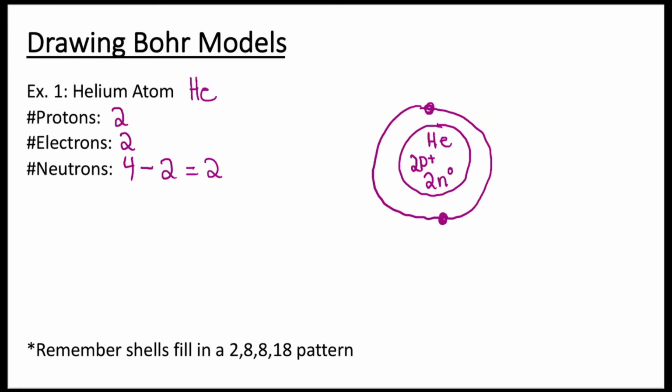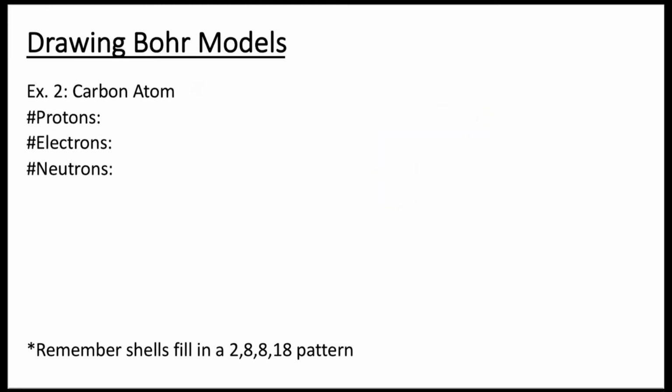So let's move into our next example, which is carbon. So carbon is symbolized by C. If we look on the periodic table, it has 6 protons. That's its atomic number. It's an atom, so it has 6 electrons. And then our neutrons, atomic mass is 12 minus the atomic number of 6, leaving us with 6 neutrons.